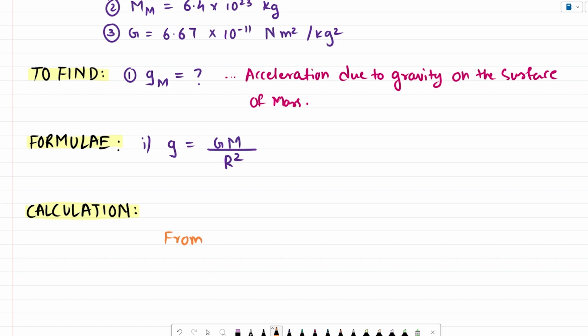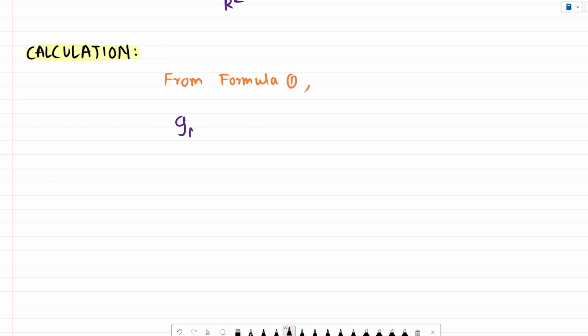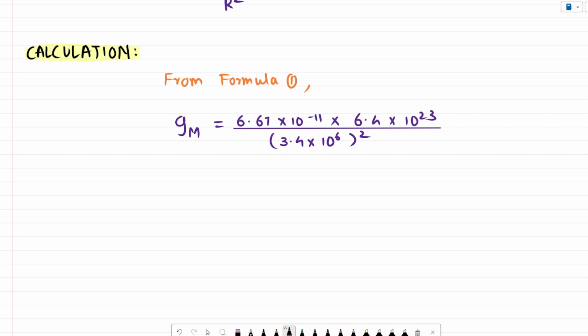So that is how we calculate the acceleration due to gravity for a surface for a planet. So pretty easy substitution. So from formula 1, I can say the gravity at the surface of Mars, g of m, is equal to the value of G, that is 6.67 into 10 raised to minus 11, into the mass of planet Mars, which is 6.4 into 10 raised to 23 kilograms, and this term divided by the radius of the Mars, which is 3.4 into 10 raised to 6 meters, the whole square.